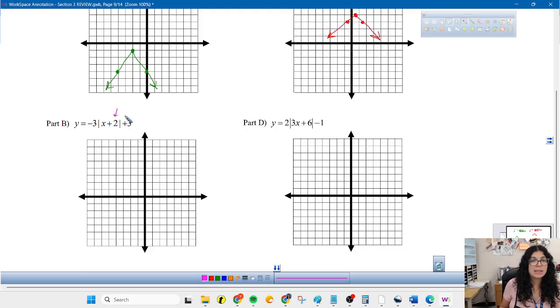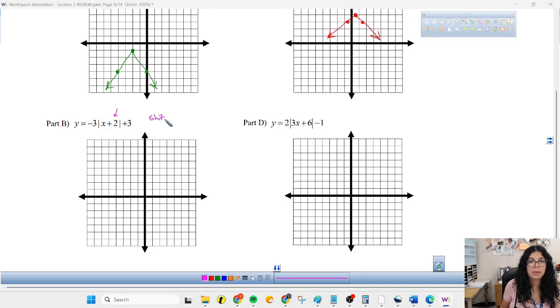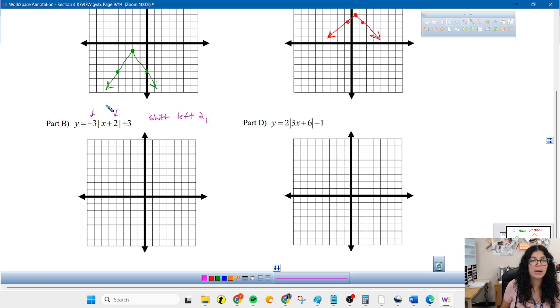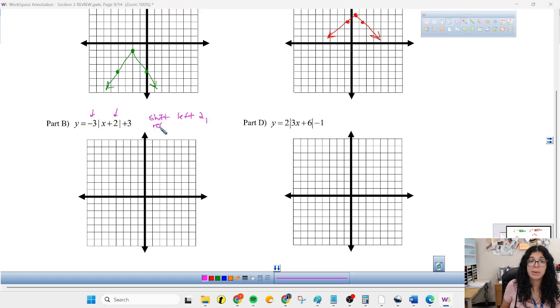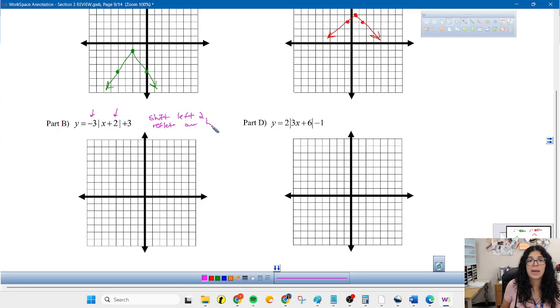So we have here again on the inside a shift to the left 2. On the outside, we're multiplying by a negative, which again is going to be another reflection over the x-axis. And we're multiplying by 3, which will be a vertical stretch by 3. And we're adding 3, so this is going to be a vertical shift up 3. To graph, let's go ahead and graph our vertex, which is -2, 3.